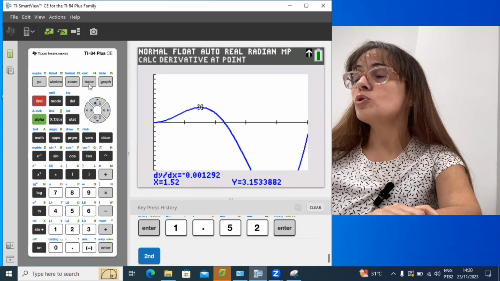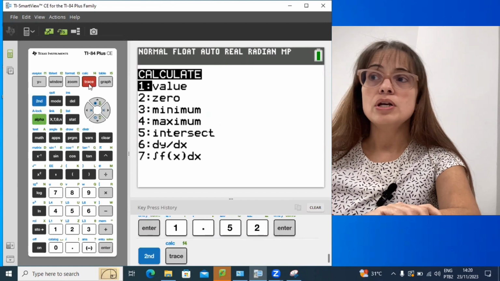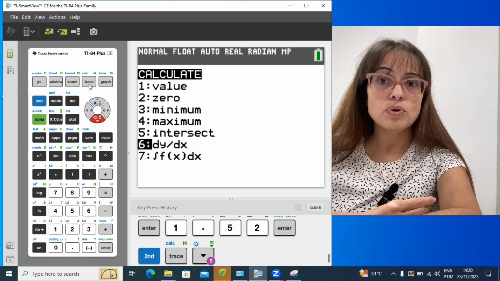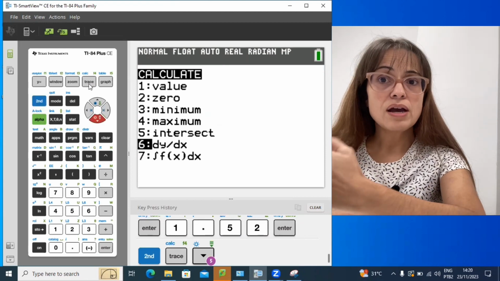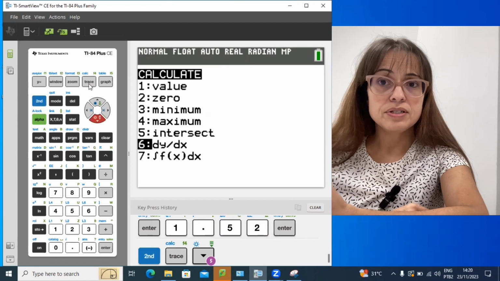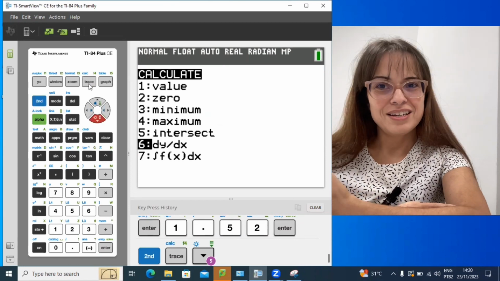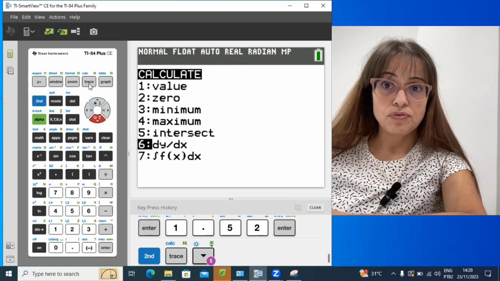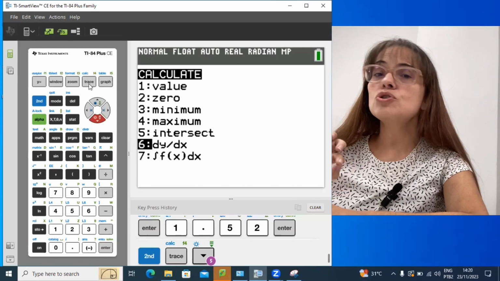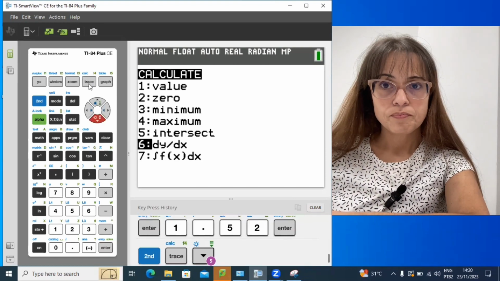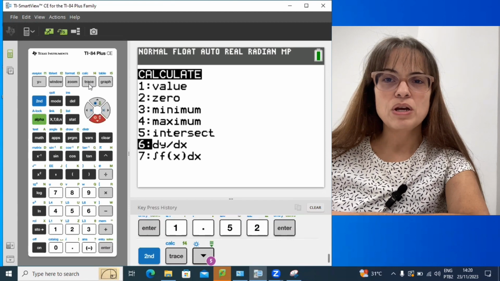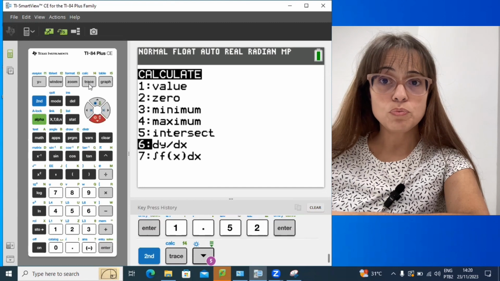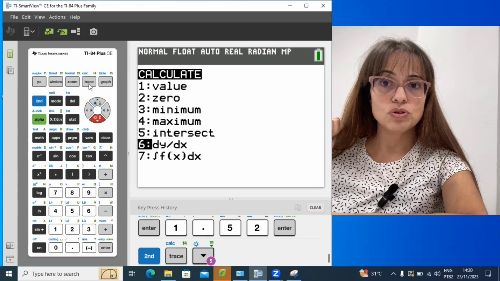But the thing is that this is not what I want in this question. I want the acceleration. And I do have this menu to find the first derivative at a point, which is the speed, but I don't have a menu here to find the second derivative at a point, which is the acceleration. But what I want to do is to graph another function together with that one. I want to graph the derivative function so that then I can ask this menu for the derivative of the derivative, which is then going to be the second derivative of the original function.